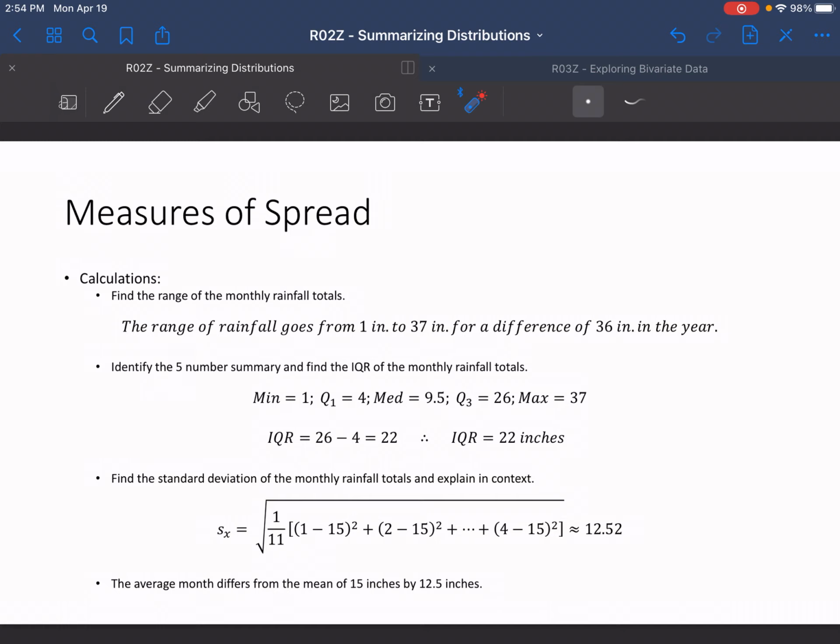If we're asked to identify the 5-number summary for our data set and find the IQR of the monthly rainfall totals, our 5-number summary is represented by our minimum, quartile 1, median, quartile 3, and maximum. That's each one of the 5 numbers. So our minimum would be 1, our quartile 1 would be 4, and again, quartile 1 represents the 25th percentile, or that 25% of data.